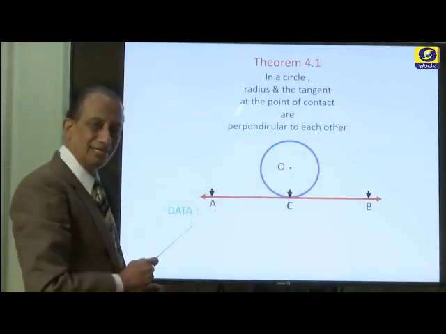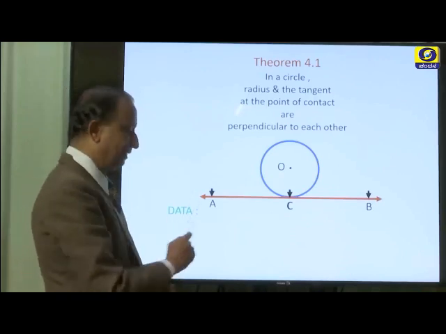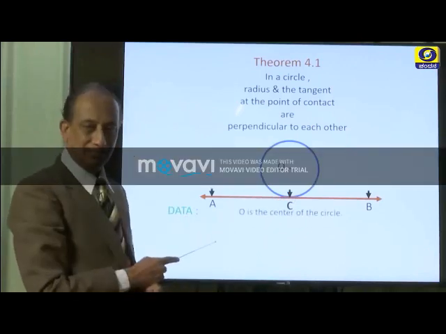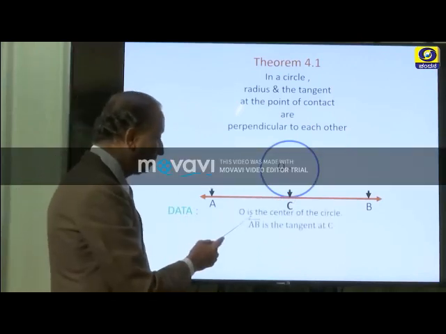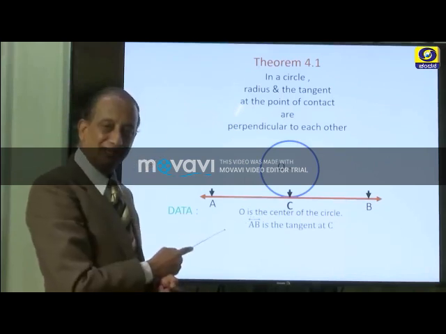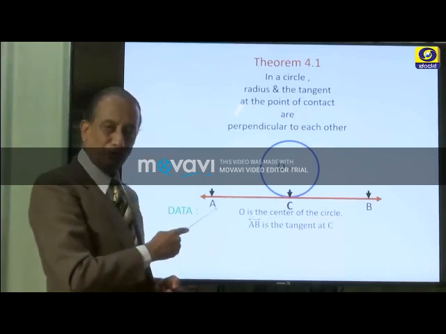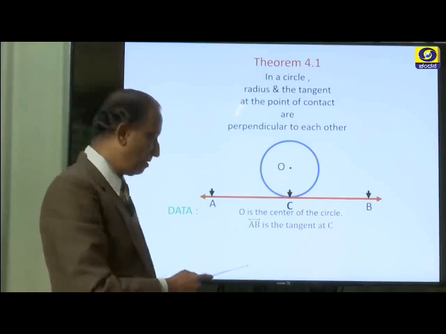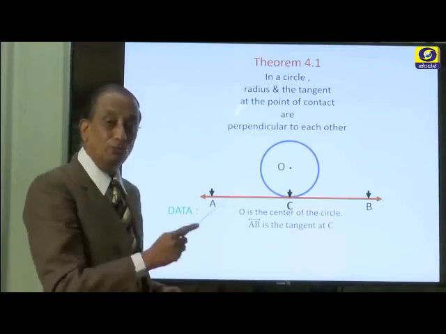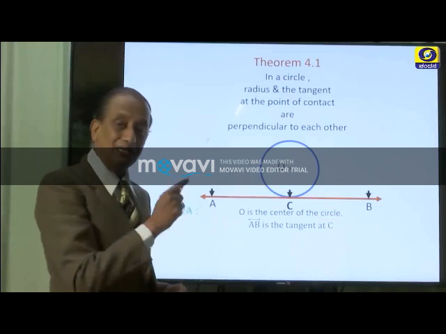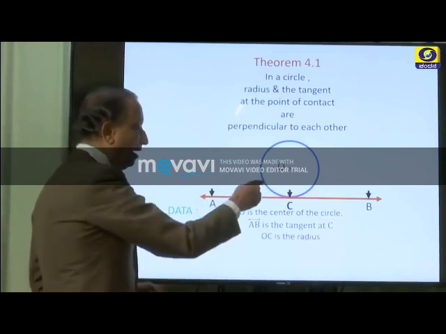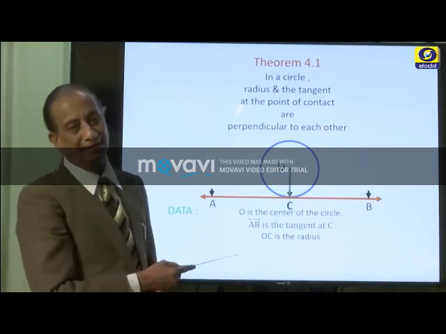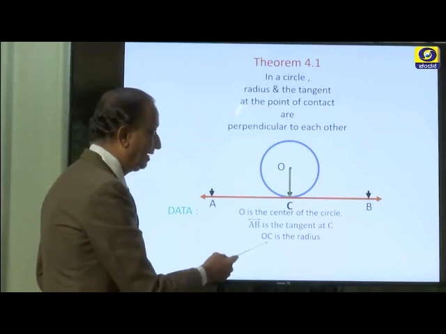Now, let us write down the data, whatever is given, let us list it down. The first point is: O is the center of the circle. The second point is, look, this is the symbol for straight line. So, write AB on the top, you draw a line segment with 2 arrow marks on either side, read it as straight line AB. Straight line AB is the tangent, touching at C. So, C is called the point of contact. And now, join O and C. So, OC will become the radius. This is the data portion.